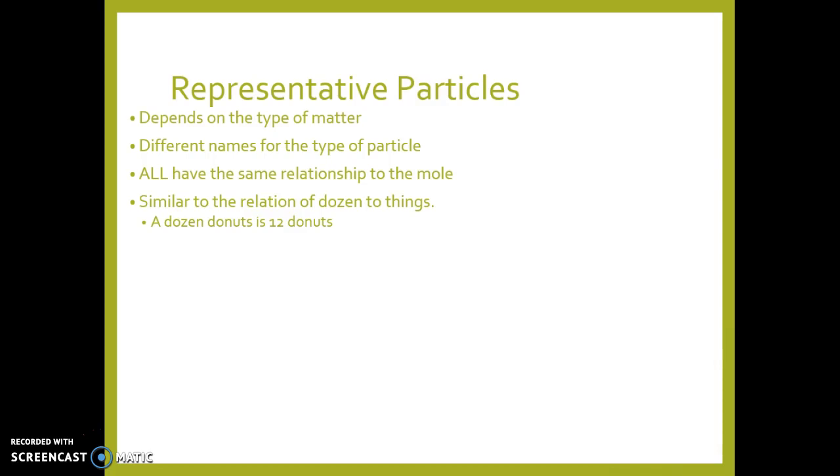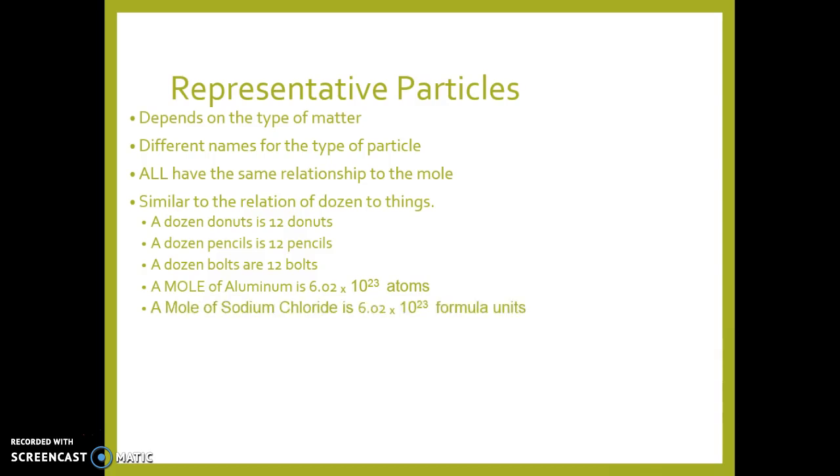So if we look at it, a dozen donuts is 12 donuts. A dozen pencils is 12 pencils. A dozen bolts are 12 bolts. So a mole of aluminum is 6.02 times 10 to the 23rd atoms. A mole of sodium chloride is 6.02 times 10 to the 23rd formula units. And a mole of sucrose is 6.02 times 10 to the 23rd molecules. So we can see pretty clearly that it's almost exactly the same as dozen. We're using the same number. We have different words that go along with them, and those words at the end are the type of particle.